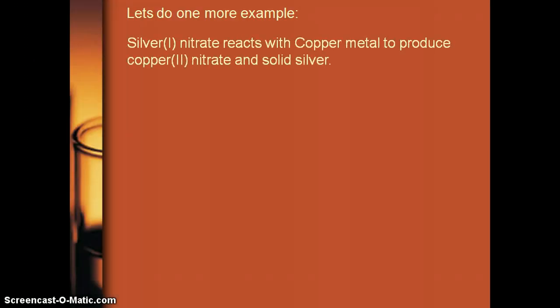The example that I left you with after the last podcast was silver 1 nitrate reacts with copper metal to produce copper 2 nitrate and solid silver. So we're going to take a look at how we would go about setting up the skeleton equation first. We have, of course, silver that has a charge of 1, because the silver 1 nitrate means that the silver has a charge of +1. And nitrate has a charge of -1.